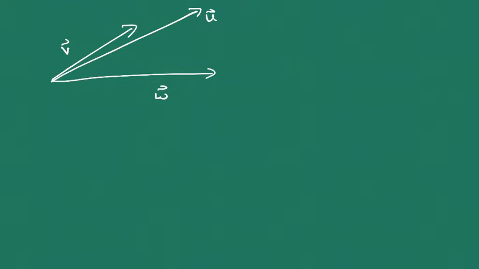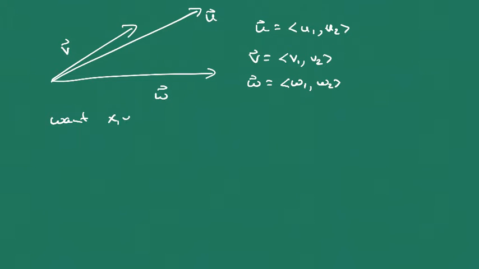Basically, what we have is our vector v, our vector w, and some other vector u. Let's suppose u has components u1 and u2, v has components v1 and v2, and w has components w1 and w2. Now, the idea is to find scalars, let's call them x and y in the real numbers, such that u equals x times v plus y times w.